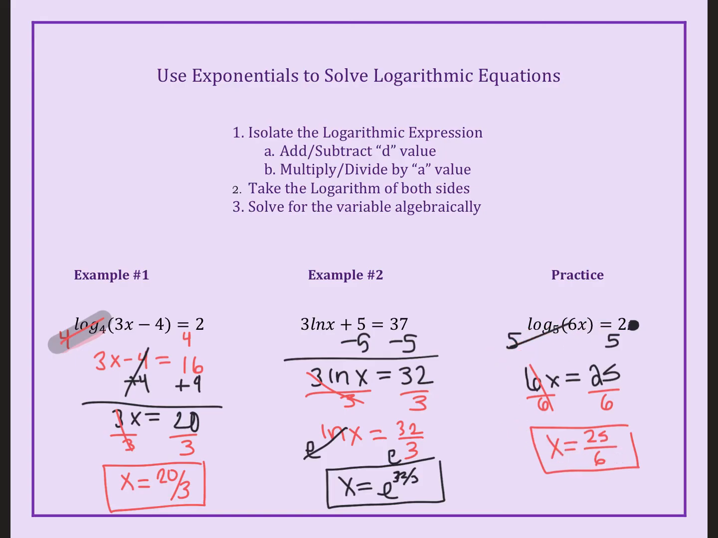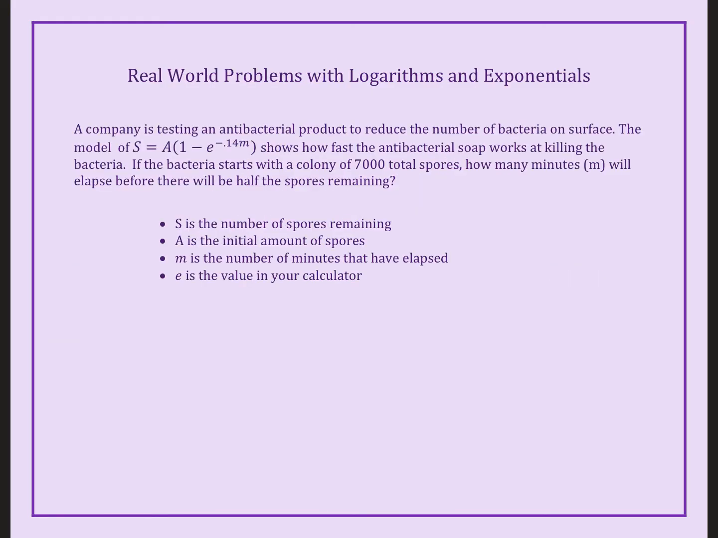Now, I ended up with 25 over 6 as the answer. Okay, we are almost done. Okay, so for the word problems, we first have to put the numbers in their correct spot. So let's read this word problem.